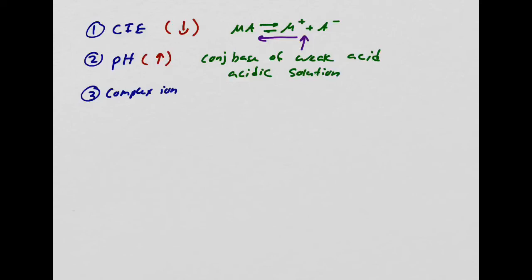If you have a ligand in the solution, the ligand is going to grab the metal cation and make a complex ion, and that's going to make the solubility go up. For these two, I just want you to know the concept that if you have a conjugate base of a weak acid in an acidic solution, the solubility is going to go up. If you have a ligand in the solution, the ligand is going to make a complex ion with a metal cation, and the solubility is also going to go up.